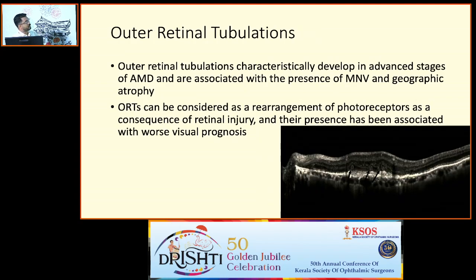There are also outer retinal tubulations, which Sir has shown. They characteristically develop in advanced stages of AMD and are associated with the presence of macular neovascularization and geographic atrophy. You can see these outer retinal tubulations as cylindrical structures with hyperreflective borders. They can be considered a rearrangement of photoreceptors as a consequence of injury, and their presence has been associated with worse visual prognosis.